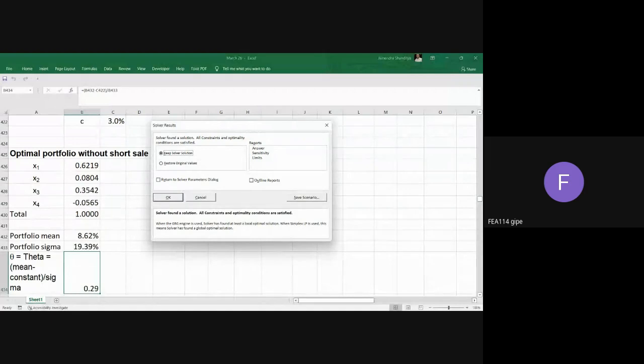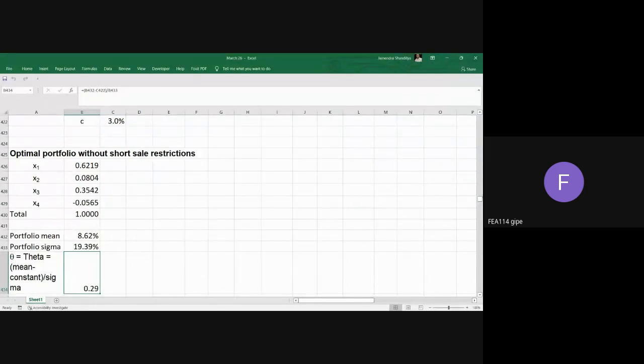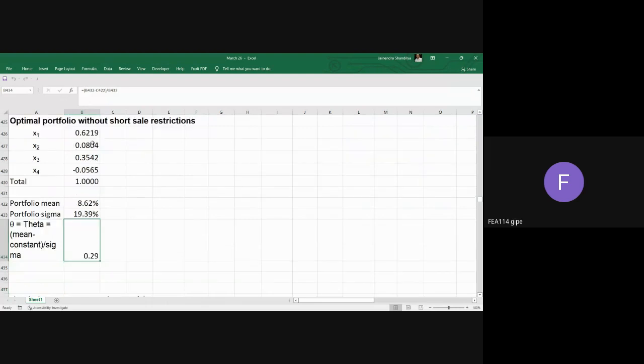If it asks whether to keep the solver solution, I can say yes. It is giving exactly the same solution that we got in the previous case. So this is another way of doing the optimization of a portfolio if you have the variance covariance and the mean returns given.